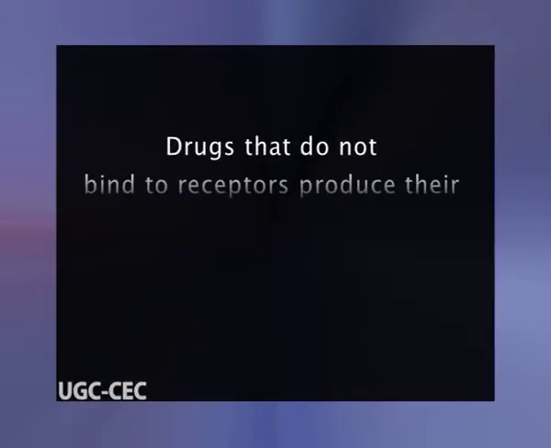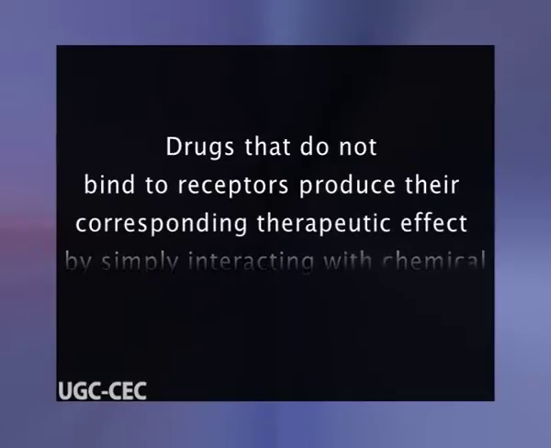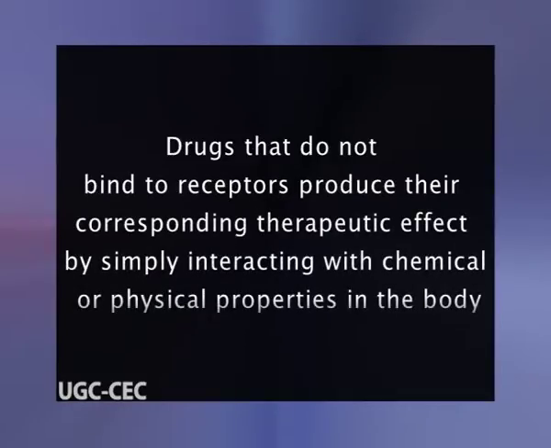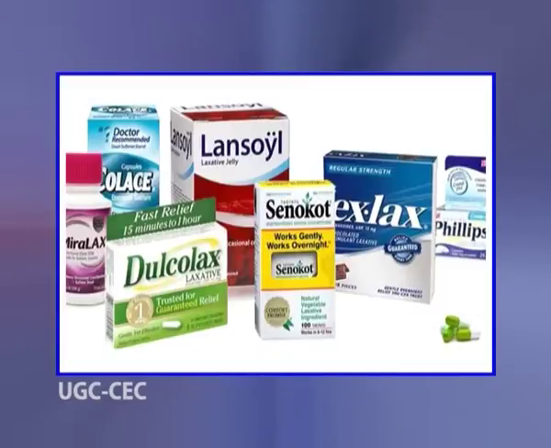Receptor sites have specific affinities for drugs based on the chemical structure of the drug as well as the specific action that occurs there. Drugs that do not bind to receptors produce their corresponding therapeutic effect by simply interacting with chemical or physical properties in the body. Common examples of drugs that work in this way are antacids and laxatives.